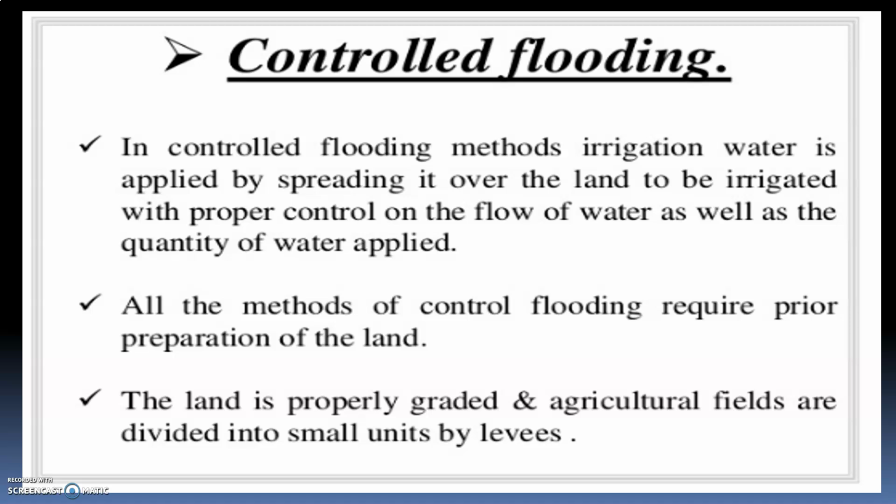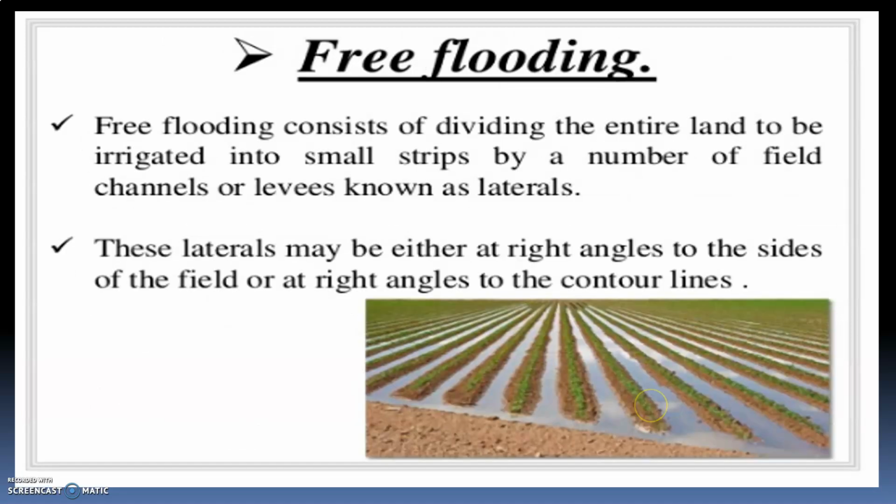Then controlled flooding. In this method, irrigation water is applied by spreading it over the land to be irrigated with proper control on the flow of water as well as the quantity of water applied. All the methods of controlled flooding require prior preparation of the land. Here the prior preparation of the land is required, and the land is properly graded, and agricultural fields are divided into small units by levees.